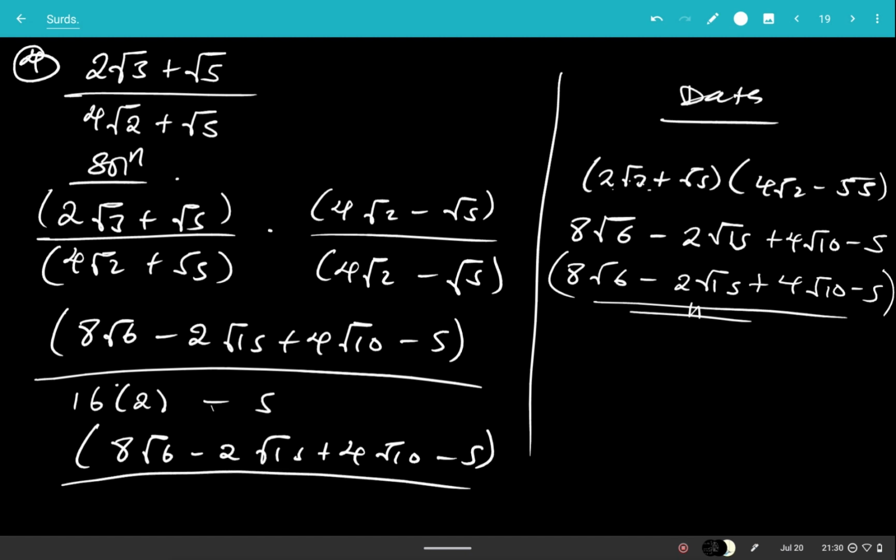And this is over 16 times 2 gives you 32 minus 5, that gives you 27. And that will be your final answer. Now, it's not always messed up like this. It's not always crazy like this. At times, you might have something that is a bit simpler than that.